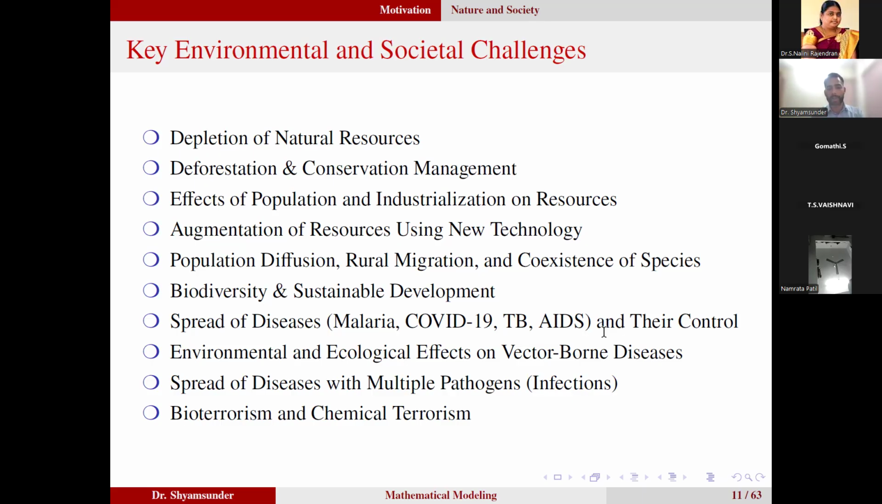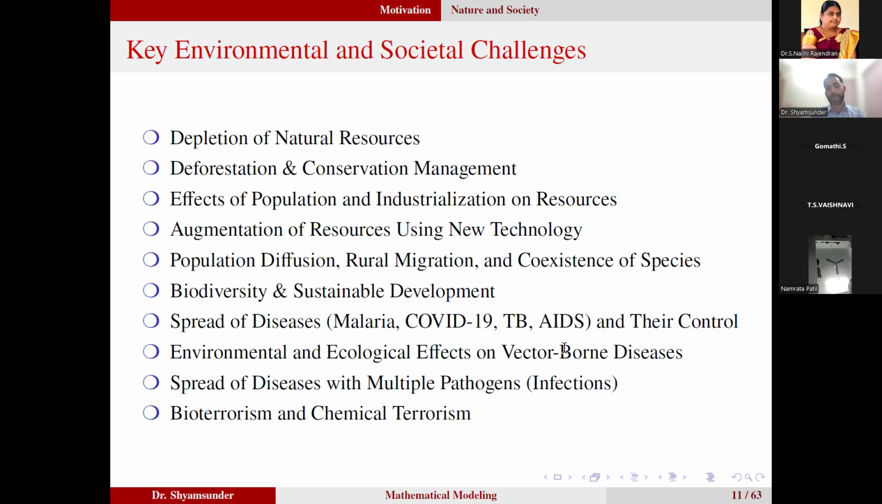And population diffusion through rural migration: people go to the city, then the villages become empty and civilization increases. And the coexistence of species. Last year, tigers were brought from South Africa to maintain coexistence in the forest. The tiger is also part of the coexistence, like the lion, human and bird. All these things are important for the ecosystem in the current environmental challenges, and for biodiversity and sustainable development.